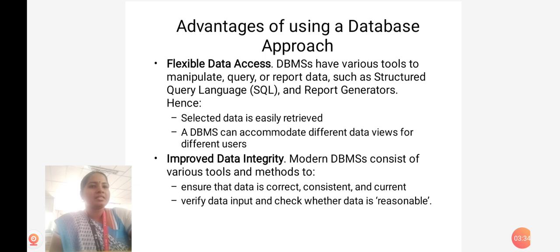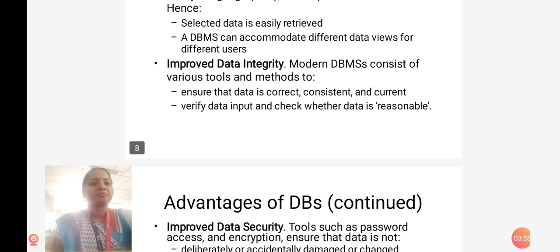Improved data integrity is here. What is meant by integrity? A modern DBMS, that is database management system, consists of various tools and methods to improve the integrity of the data, to ensure the data is correct, consistent, and current. Current means up to date. Verify the data input and check whether the data is reasonable or not.